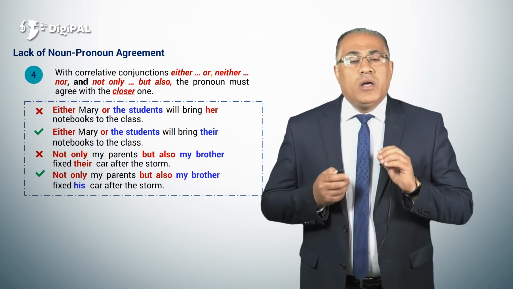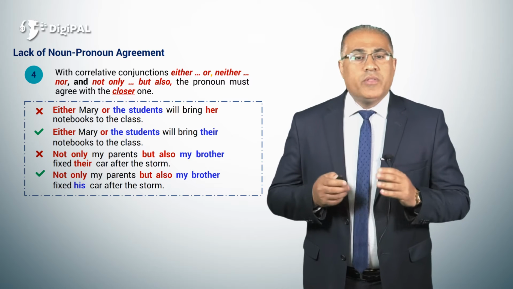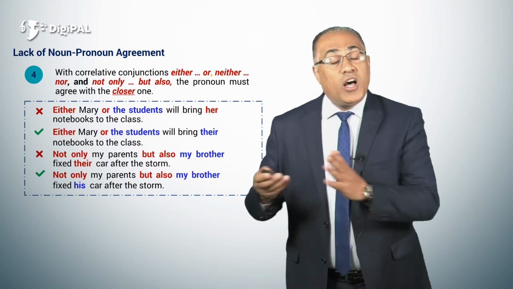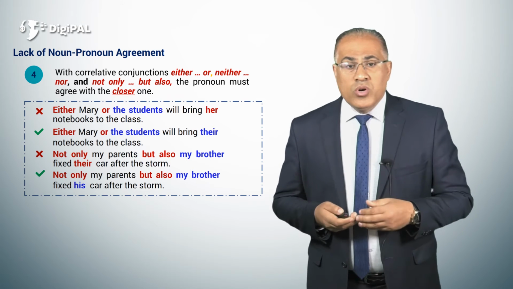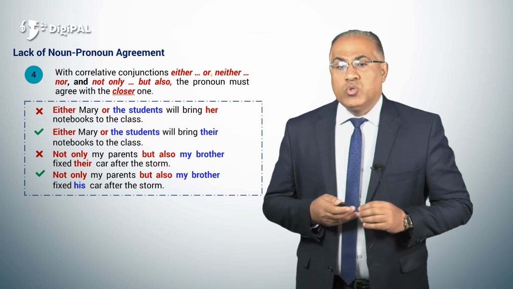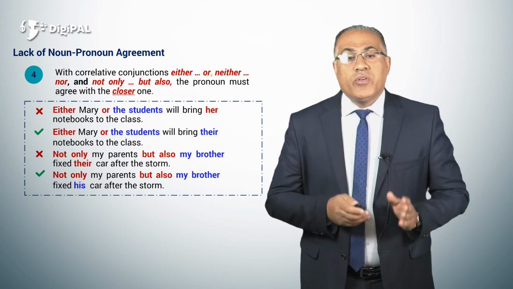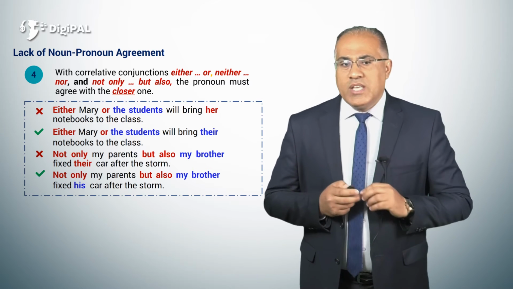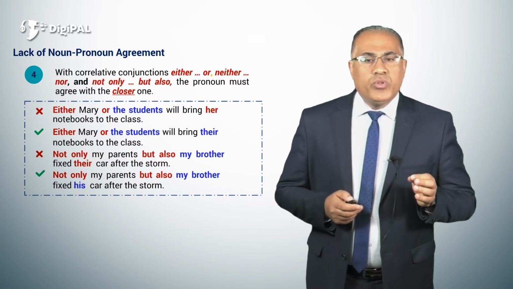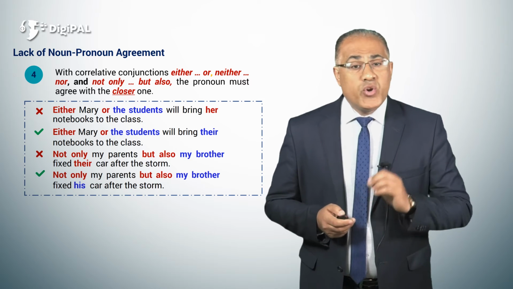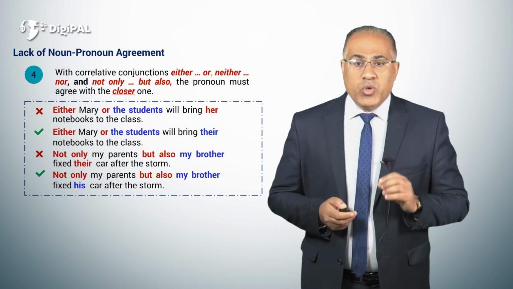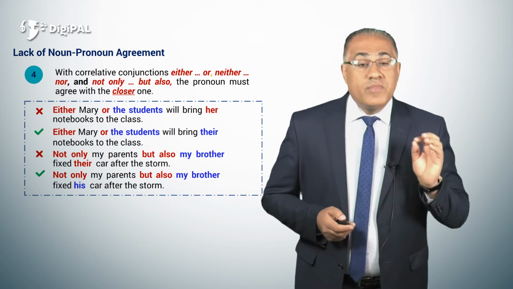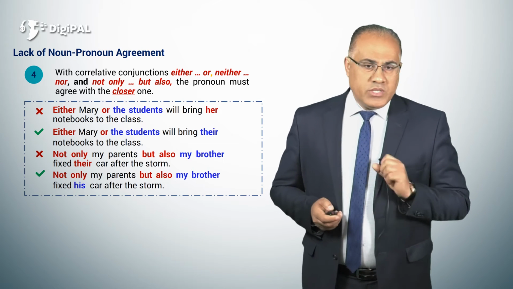Also, with the correlative conjunctions, there must be noun-pronoun agreement. The correlative conjunctions are such as either...or, neither...nor, and not only...but also. The pronoun must agree with the closer one. Remember this. So, the first example, "Either Mary or the students will bring her notebooks to the class," is wrong, because it should be said: "Either Mary or the students will bring their notebooks to the class."